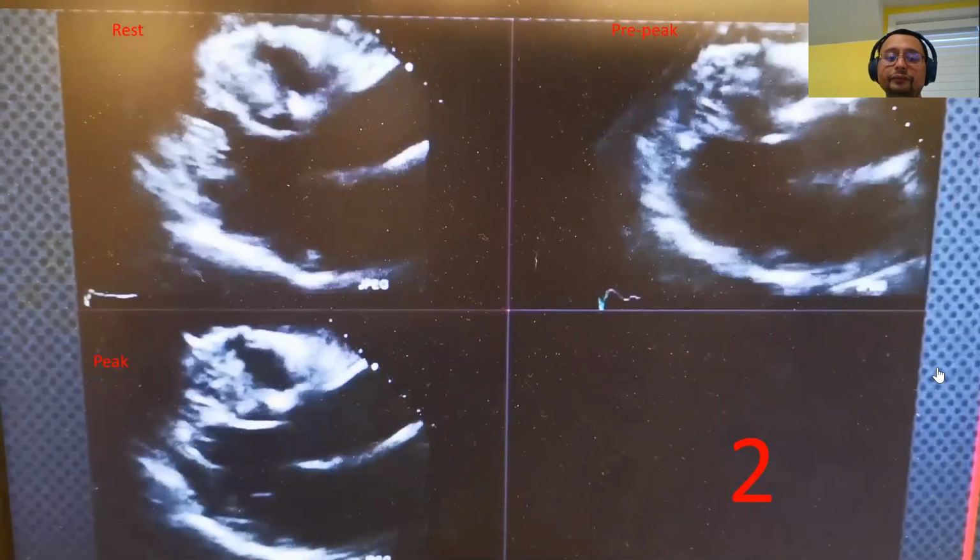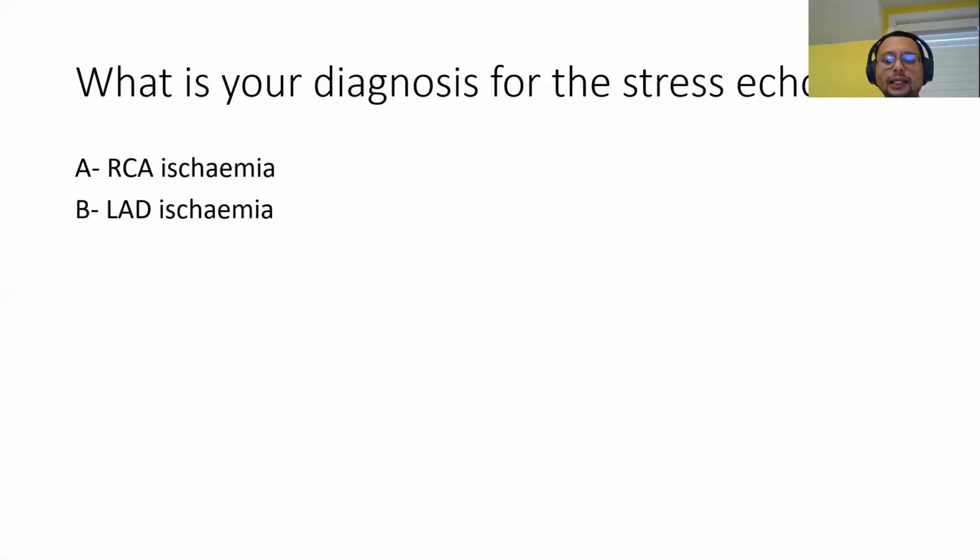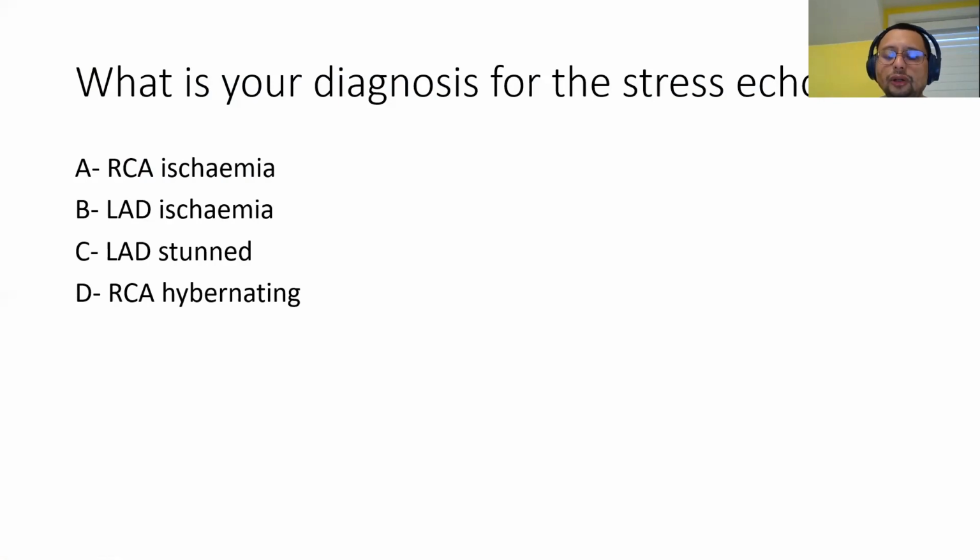Let's see, what is your diagnosis for this stress echocardiogram? Is this RCA ischemia? Is this LAD ischemia? Is this stunned left anterior descending artery? Or is this hibernating right coronary artery? Again, answer in your own mind. Whenever we do stress echo, usually we are looking for ischemia. So this is a patient with LAD ischemia.